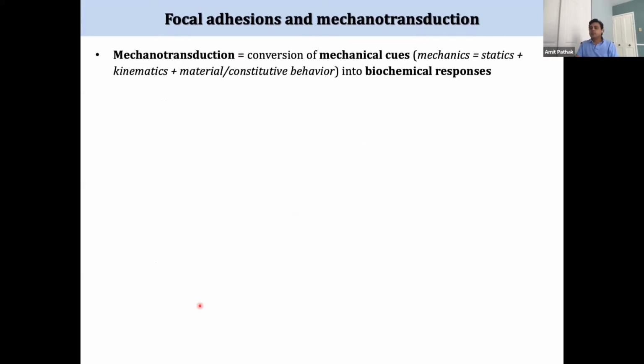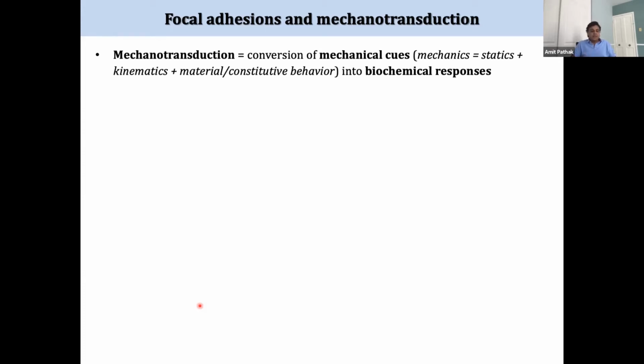So taking a step back, why are adhesions important? They play a key role in the whole process of mechanotransduction. And you're doing this boot camp for cellular mechanobiology, so mechanotransduction is, of course, very important. On a basic level, transduction is taking one type of signal and converting it into another. So there is conversion of mechanical cues, which can be statics, kinematics, material constitutive behavior, all of those things, and then converting them into biochemical responses.